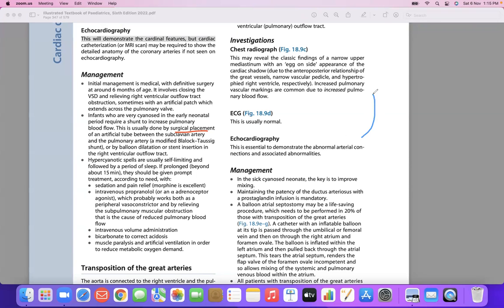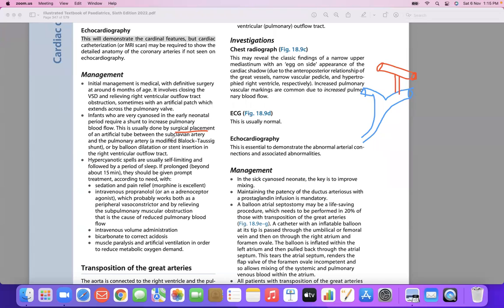Because there is right ventricular outflow tract obstruction, the pulmonary artery is not receiving enough blood. This is the reason for cyanosis here. So what they are doing with the subclavian artery, this is the subclavian artery you have, they are connecting a tube here.